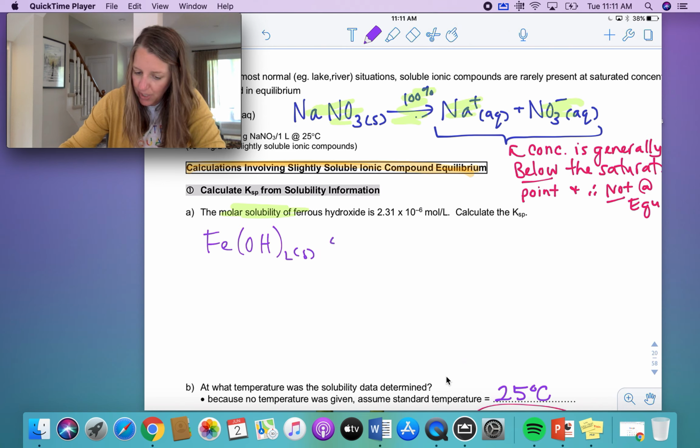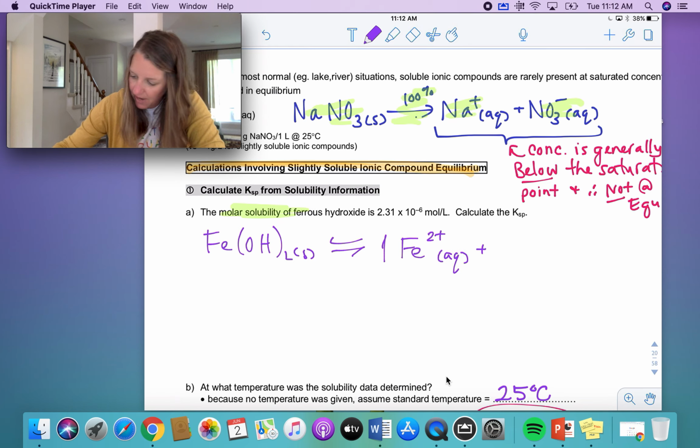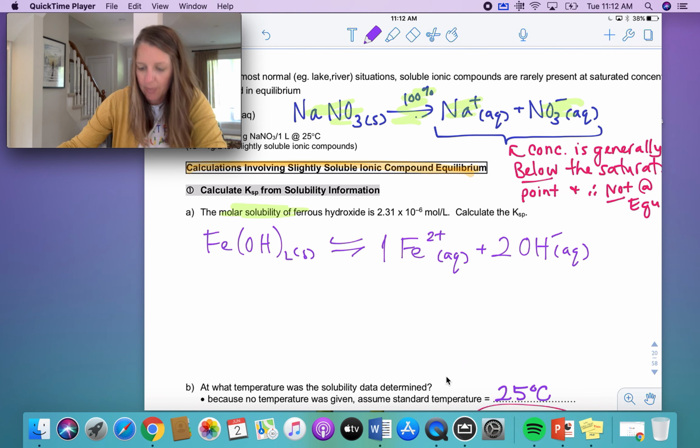Okay, you're going to show that it sets up as an equilibrium because it's slightly soluble, so it reaches equilibrium. I'm going to have 1 Fe2+ ion to every 2 hydroxide ions. Okay, and so I'm going to write this Ksp equation, and with my calculation of how I'm going to figure out those concentrations down below.